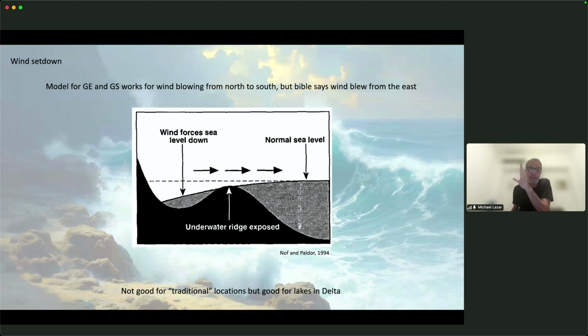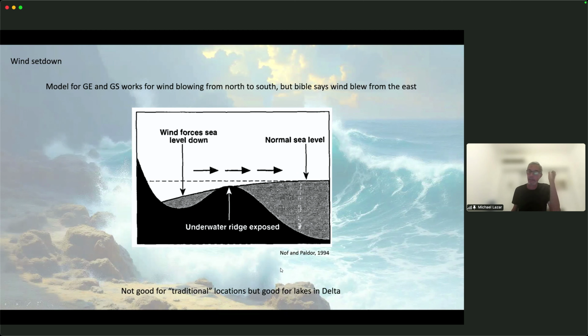Just before that, I want to say that the other mechanism that has been proposed for the parting of the Red Sea is not a tsunami. It's been wind set down, and I'm sure that you'll hear more about this in Carl's talk. But basically, what it says is that if you have a strong wind blowing for long enough, it's going to push the water away from the land, and you'll have this area of dry land where it might be possible, if it's shallow enough, for a crossing to occur.